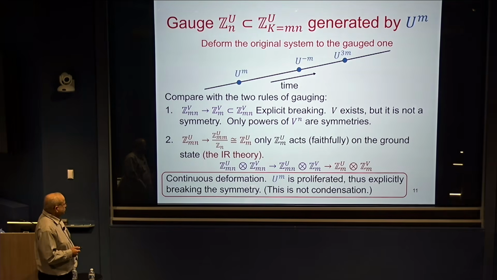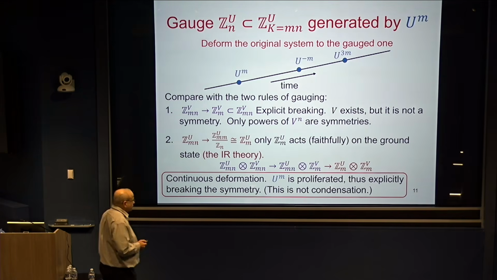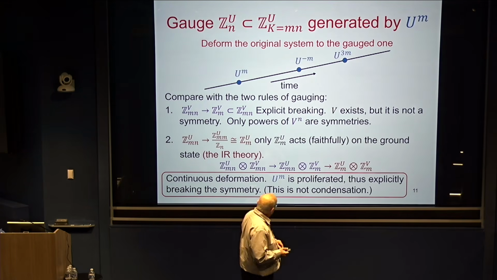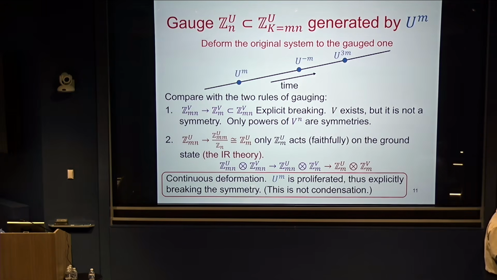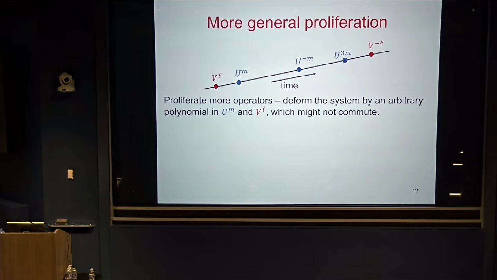So we have a continuous deformation. I would say that the operator U to the M is proliferated, thus explicitly breaking a symmetry. So in my dictionary, when an operator proliferates, it explicitly breaks a symmetry. When an operator condenses, it spontaneously breaks a symmetry. You might or might not like this terminology, but this is the one I grew up with, so I'll stick with it. So there's no condensation here.